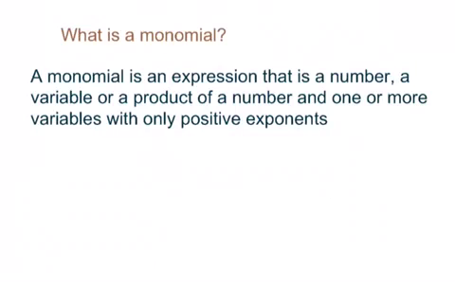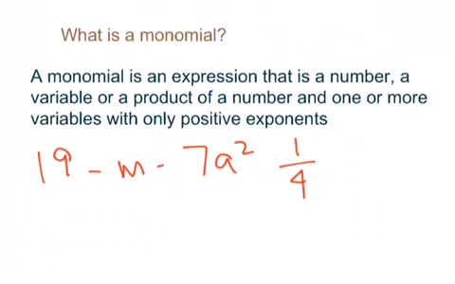Alrighty, so a couple different examples of a monomial could be, we could have 19, this variable, 7a squared, or even 1/4 a, b, c to the 10th. Those are each monomials, okay?